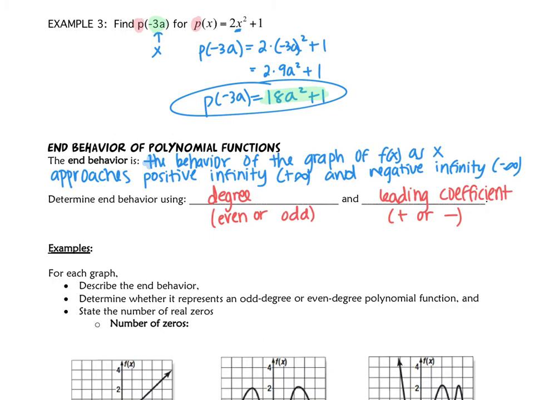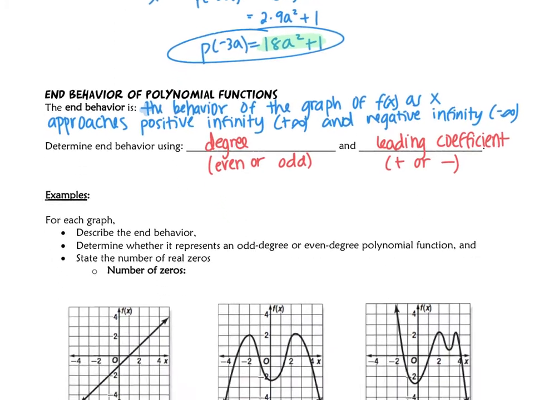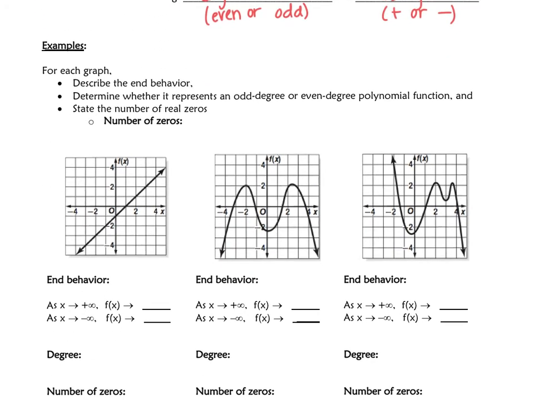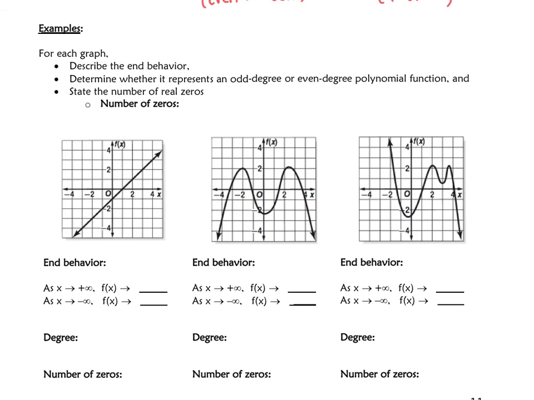Okay, so we're going to look at end behavior in two different ways. First one is when you are already given a graph. And then we're going to look at end behavior when you are given an equation. So let's look at these examples. For each graph, we're going to talk about the end behavior, determine whether this is an even or an odd, and state the real number of zeros.